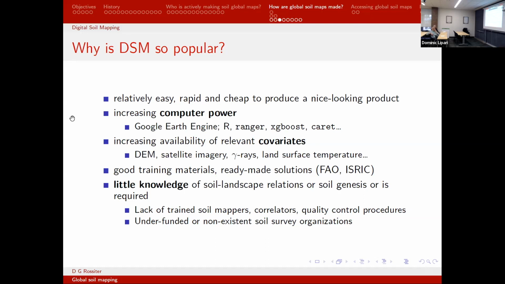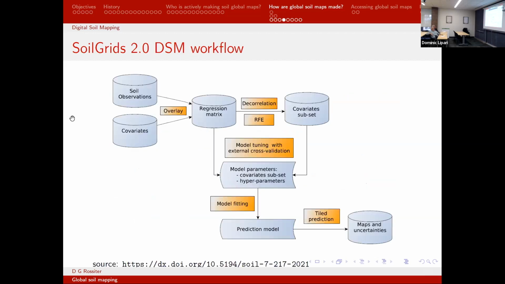You can go into a country with underfunded or non-existent soil survey organizations. For example, in Nepal, the FAO did a training, and Nepal only had soil survey done in a few of its places, but they wanted the whole map of the country. They don't have the money to send people out and do surveys all over the place, but they still made a map. Now, how good that map is, is another question. So that's one of the reasons it's so popular.